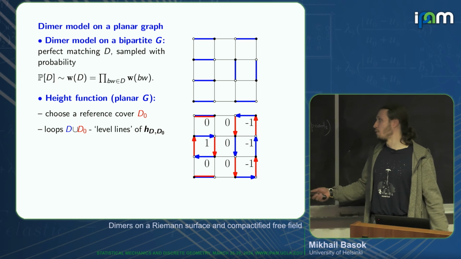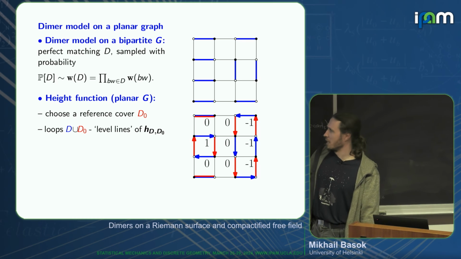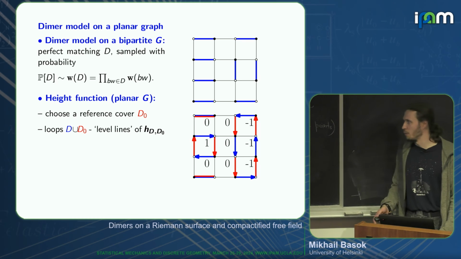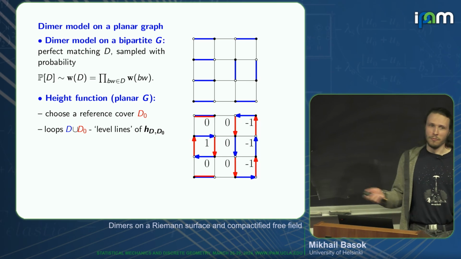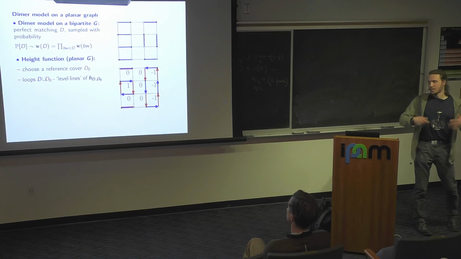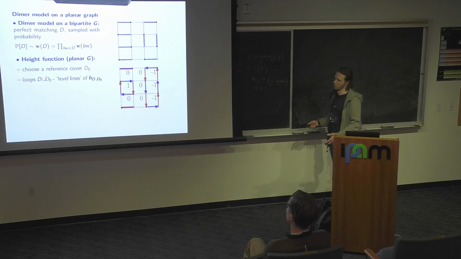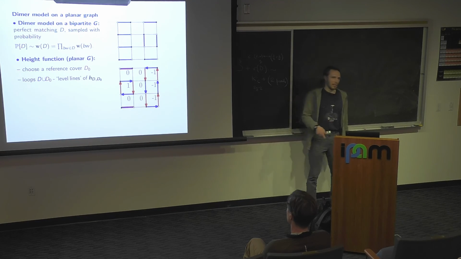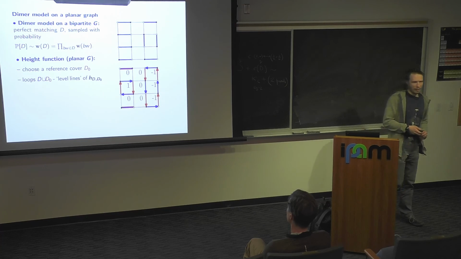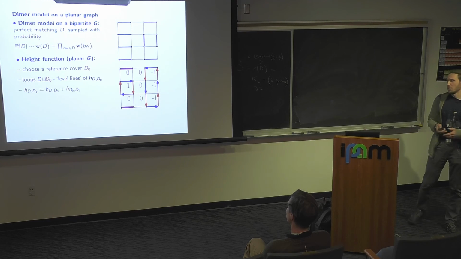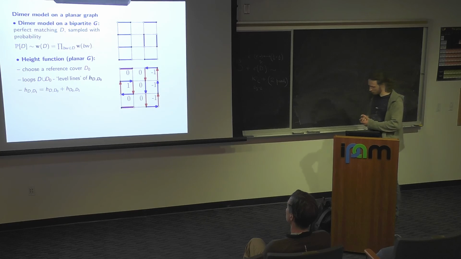So it's a function on faces which is constant between loops and jumps by plus or minus 1 when we cross a loop. Then we can take our graph and fix some face of it, for example the outer face if it's drawn on the plane, and declare the height to be 0 in this face, and this determines the height function everywhere. But this construction obviously depends on the reference cover.